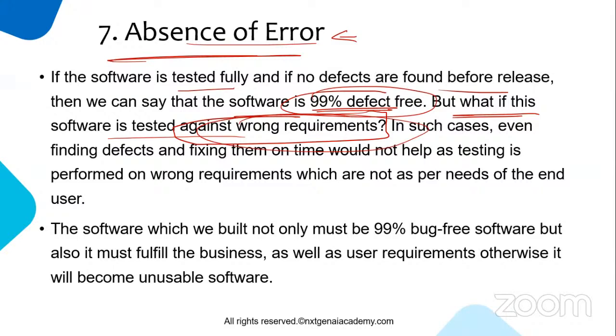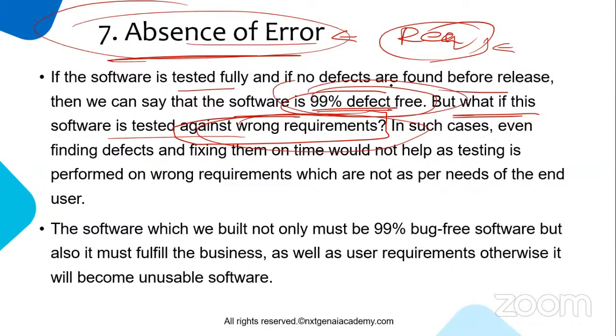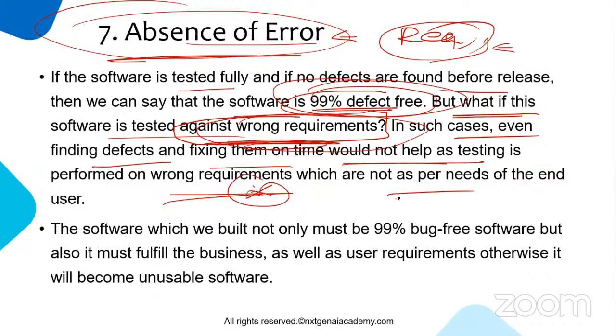Nothing like that. Everything again they are mapping to the word called requirement. So if you test according to the requirement, you will get a defect. Sometimes you may not get a defect, but you should not assume it's defect free. Again, the same step they are coming up with in a different meaning. In such a case, even finding defects and fixing them on time would not help, as testing is performed on a wrong requirement, which is not as per the needs of the end user. So the software which we build is not only about being 100% bug free.